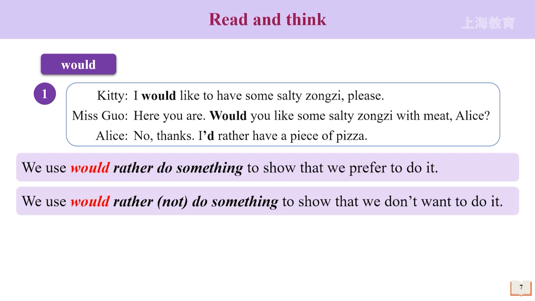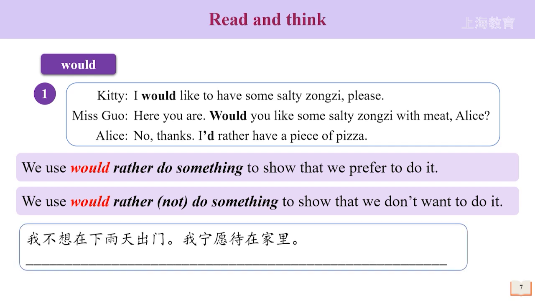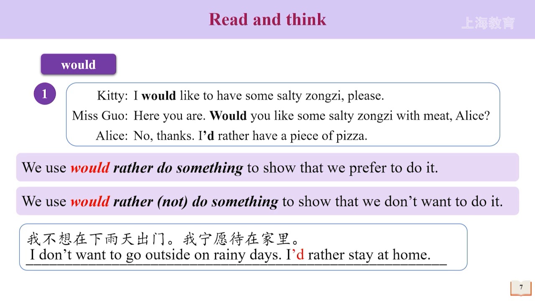If you say that you would rather do something, you mean that you prefer to do it. We use would rather not do something to show that we don't want to do it. 我们用 would rather do or not do something 表示宁愿做或宁愿不做某事。Try to translate the sentence into English. 我不想在下雨天出门，我宁愿待在家里。I don't want to go outside on rainy days. I'd rather stay at home.